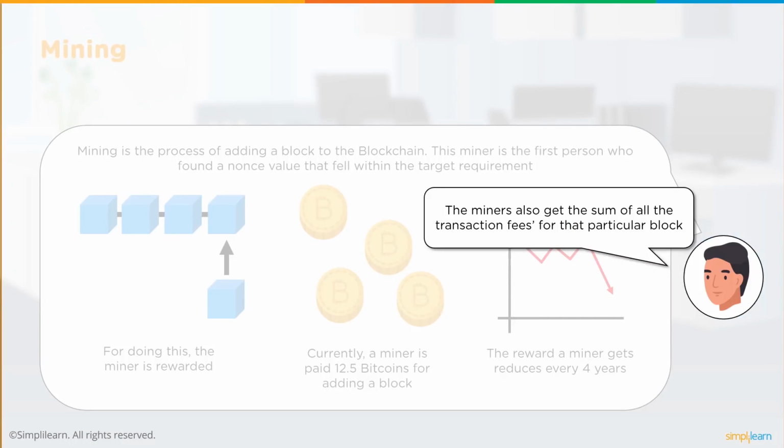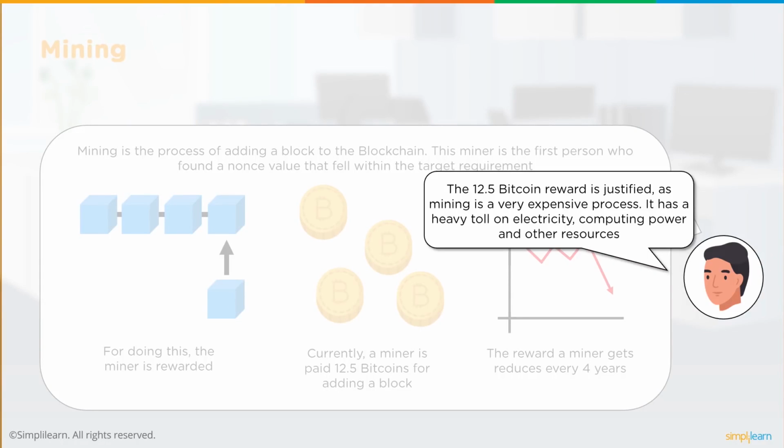And the miners also get the sum of all the transaction fees for that particular block. So the 12.5 Bitcoin reward is justified, as mining is a very expensive process. It has a heavy toll on electricity, computing power, and other resources in which the miner has invested.